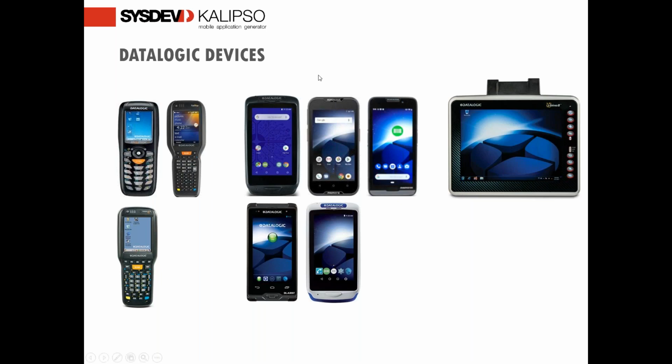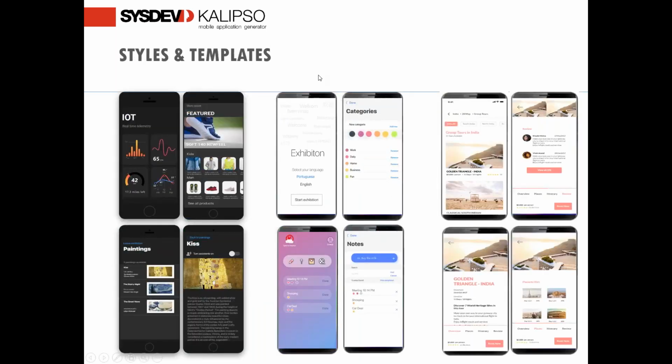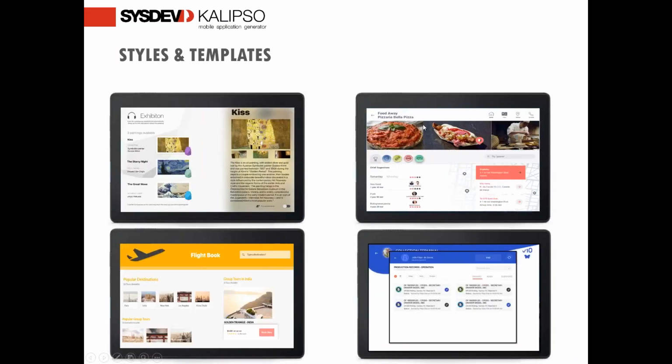Before I get started, I just want to show you some examples of applications that have been created with Kalipso by our partners, to give you an idea that you can make very beautiful apps with Kalipso. We give you some styles, some icons, some templates, and you can create apps for both smartphones and tablets that look good and are very nice for our customers.